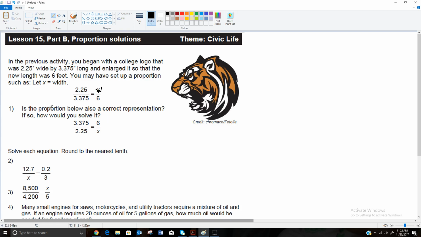So it says, is the proportion below also a correct representation? If so, how would you solve it? Well, we talked about in that lesson and also in a prior lesson that if you take both sides of an equation and flip the fraction around, it'll still be equivalent. So you notice here they've flipped the 3.375 to the top and the 2.25 to the bottom. Over here they've switched the 6 and the, we'll call this a W again. They've switched the 6 and the W around, and so this should still be a correct representation. It should still be okay.